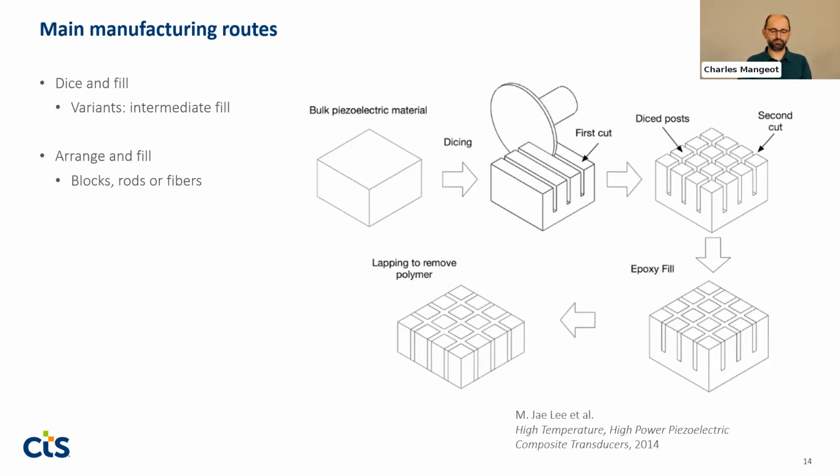You will also find methods such as arrange and fill. It depends on the dimensions and also the fill factor. In the arrange and fill method, you start from smaller pieces that you put together so you can control the distance. It's usually for, I would say, lower frequency composites, because for a high frequency composite you will need very, very small pieces, and that's not really practical.